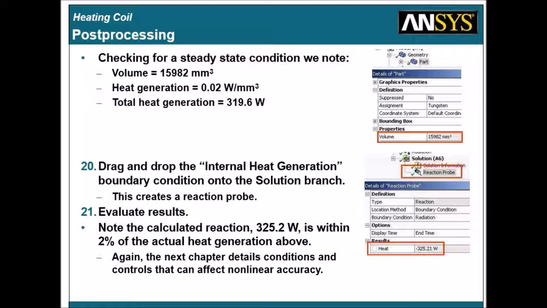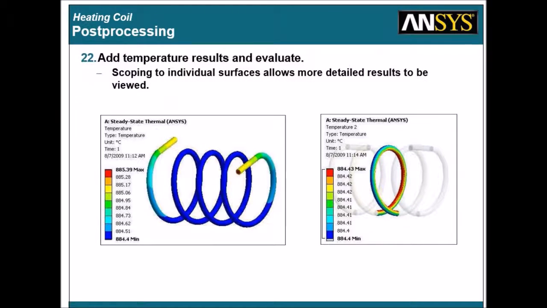Evaluate results. Note the calculated reaction, 325.2 W, is within 2% of the actual heat generation above. Again, the next chapter details conditions and controls that can affect nonlinear accuracy. Results. Add temperature results and evaluate. Scoping to individual surfaces allows more detailed results to be viewed.